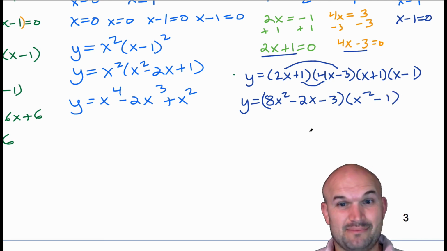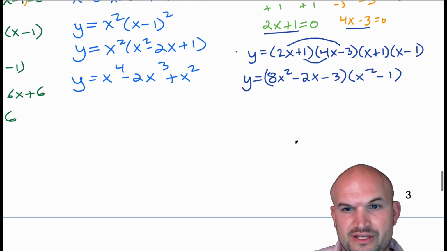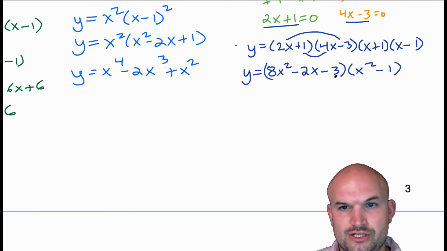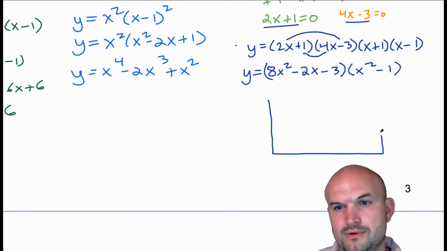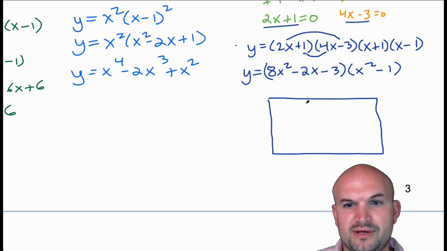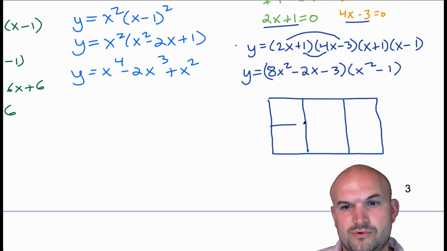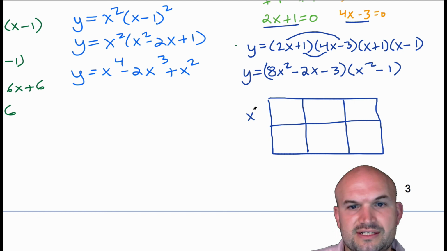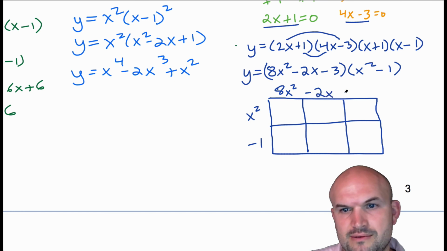Now, in this case, I'm going to try using the box method, okay? To do the box method for this, again, we have one side of a rectangle that has 3 terms, and this one has 2 terms. So I'm going to create a nice little rectangle, and I'm just going to break it up into 3 columns and then 2 rows. It doesn't matter if you do 2 by 3 or 3 by 2. Now I'm just going to take an x squared minus 1. Over here, I'll do 8x squared minus 2x minus 3.